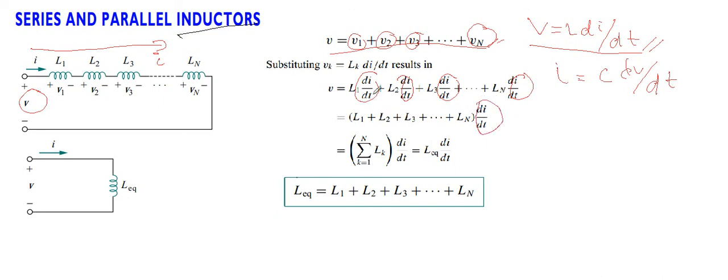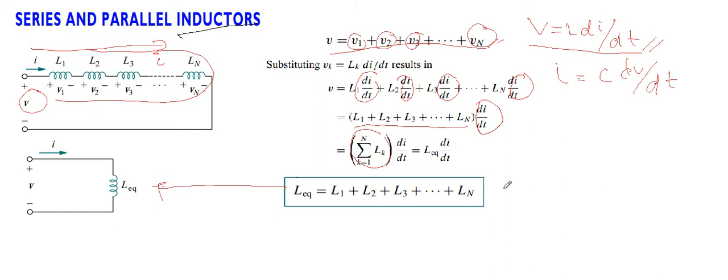So, now we just add them. We add L1 until Ln. Now, we have the summation of Lk, where k is equal to 1 until n, where n is the number of our inductors. Therefore, our L equivalent is simply L1 plus L2 plus L3 and so on. This is how we get the L equivalent in series. And this is the result if we add all of our inductors. So we have this L equivalent.